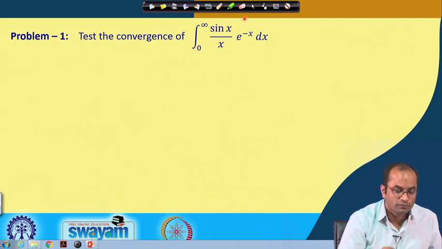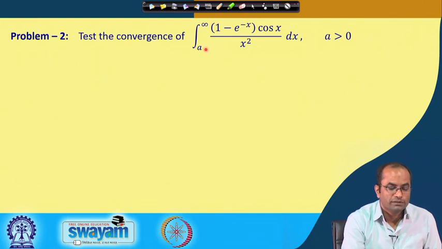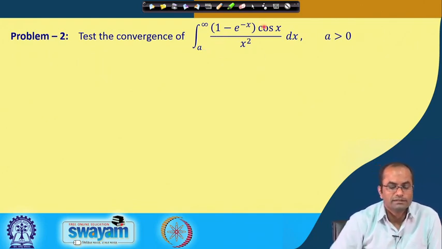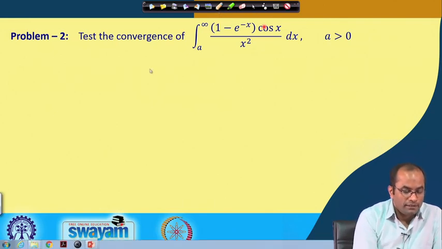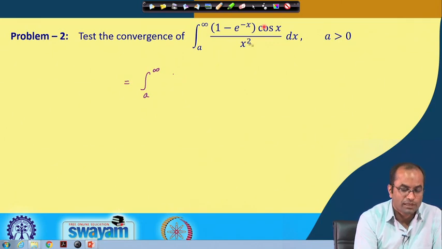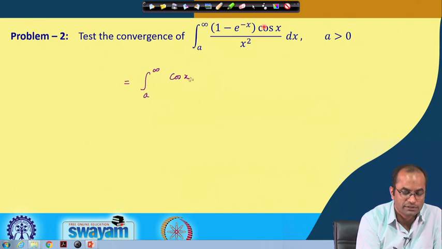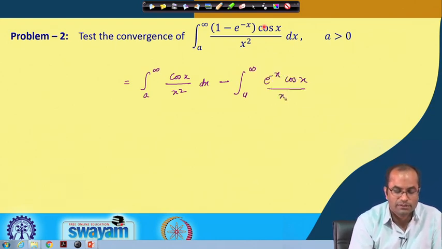Well, so we do one more problem here, that is problem number 2. It is a similar kind of problem. We have 1 minus e power minus x, cos x over x square in this case, and the idea again is that we can break it into two parts. So, I will take the integral from a to infinity of cos x over x square dx as one integral, and the other one is the integral from a to infinity of e power minus x, cos x over x square dx.